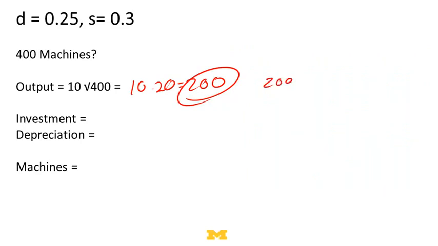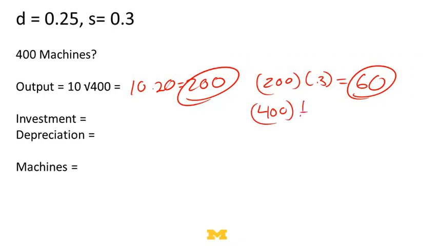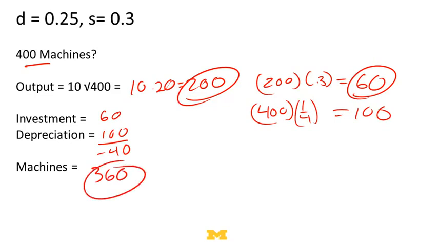Huge output. What's our investment going to be? Well, 200 is our output. Our savings rate is 0.3. So that means we're going to invest in 60 machines. But depreciation is going to be 400 times 1/4, right? So 400 machines, we're going to lose a fourth to depreciation, which is 100. So we're investing in 60, we're losing 100, so that's minus 40. So if we started out with 400 machines, we'd fall off to 360.